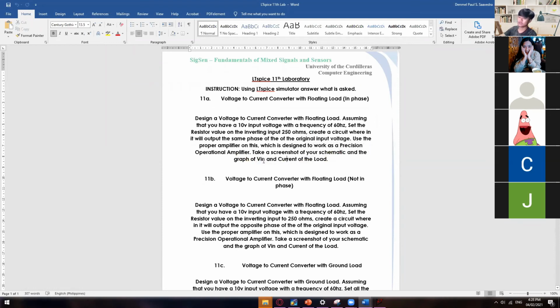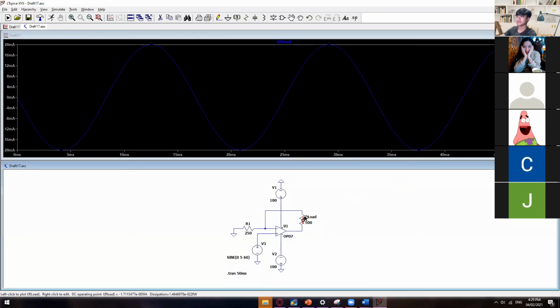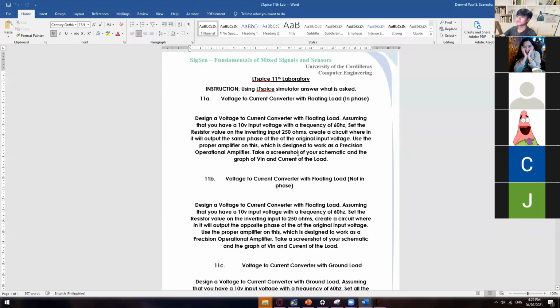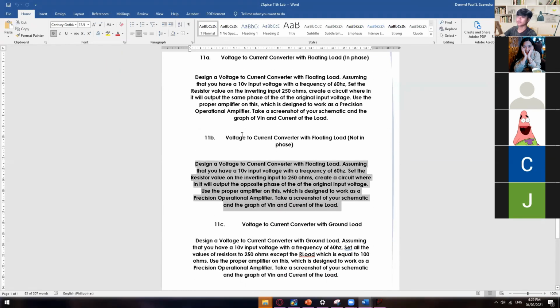So before, you were only getting the screenshot of the V-in and V-out, but in voltage to current converter, of course, you're going to get the voltage input and then compare it with the current of the load, just like what we did in here. So you get the graph of the R load, or the current on this resistance. So design with in phase and then design with out of phase. Those are the only difference.